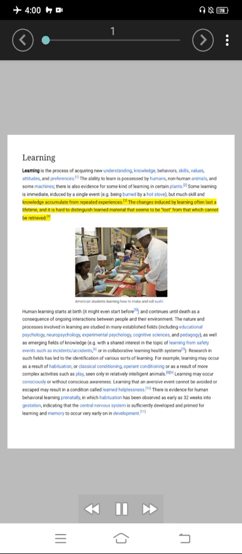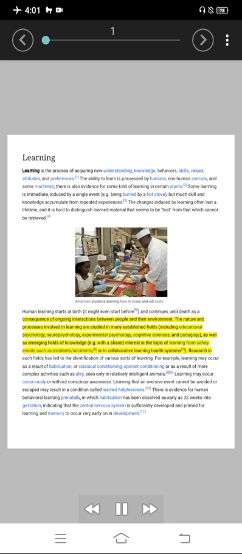The changes induced by learning often last a lifetime, and it is hard to distinguish learned material that seems to be lost from that which cannot be retrieved. American students learning how to make and roll sushi. Human learning starts at birth, it might even start before, and continues until death as a consequence of ongoing interactions between people and their environment.